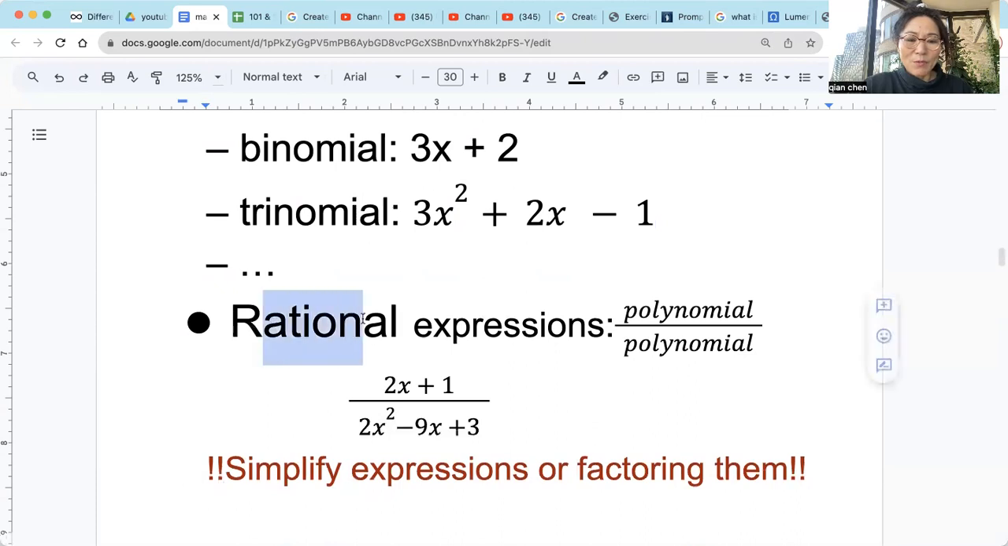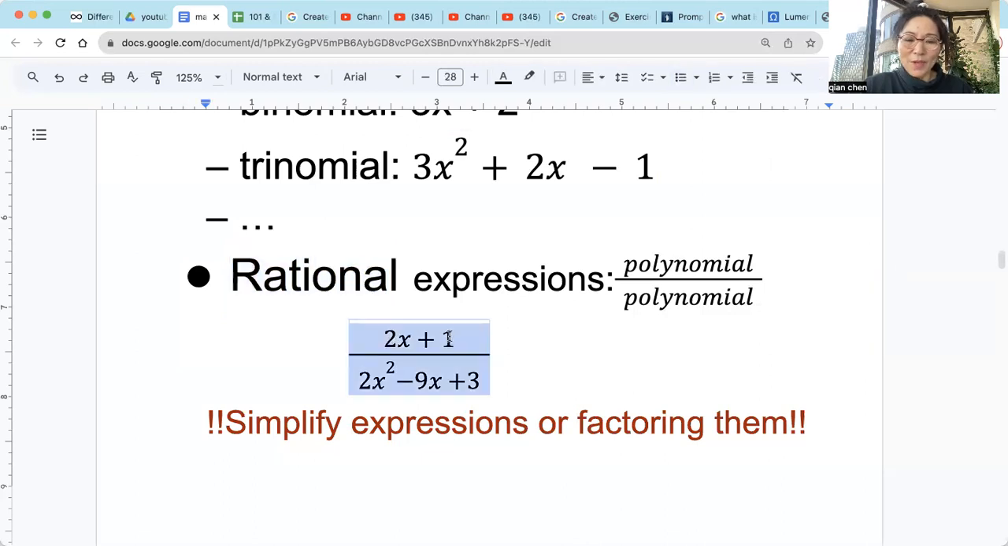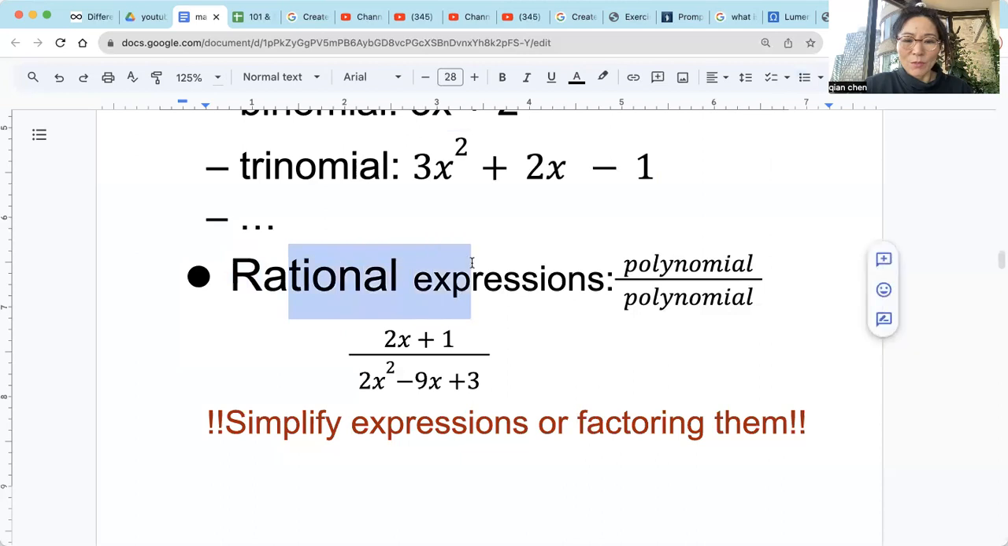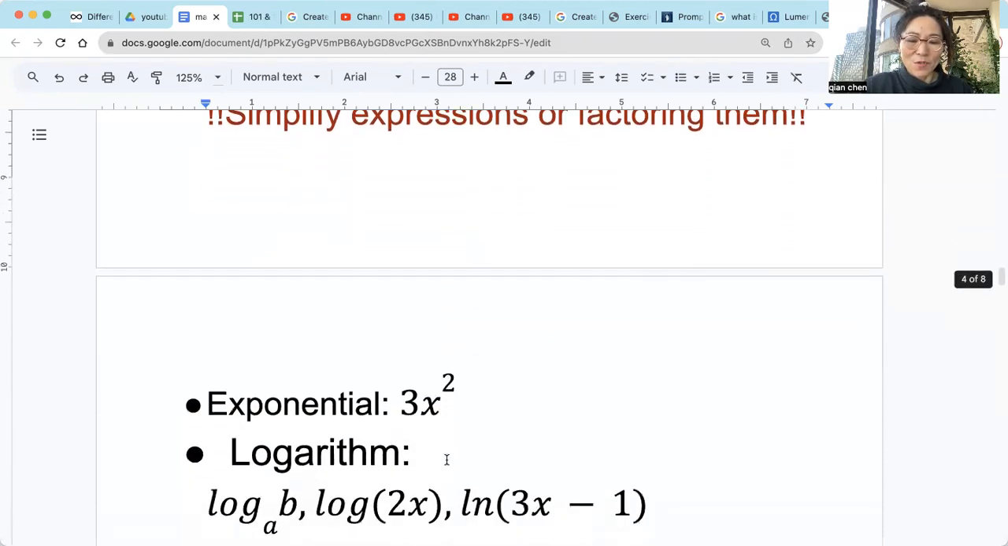Then another family is called rational expressions. Well, what do we mean by rational? Rational means almost like a fraction. Right? Rational means the variable appears in the denominator. So we call them rational expressions. And the numerator is a polynomial, and the denominator is also a polynomial. And oftentimes, we want to simplify rational expressions to their simplest form.